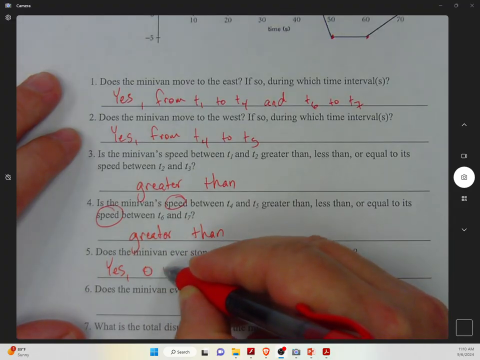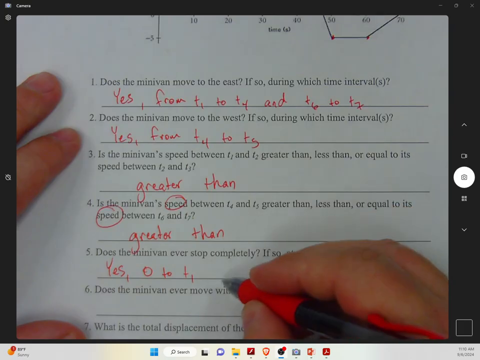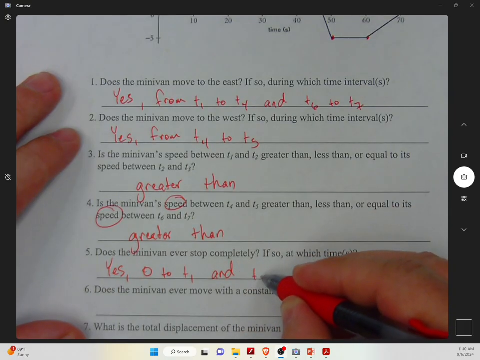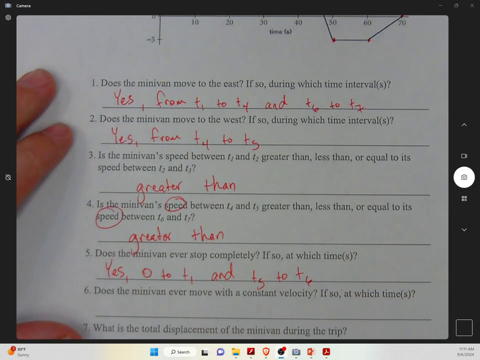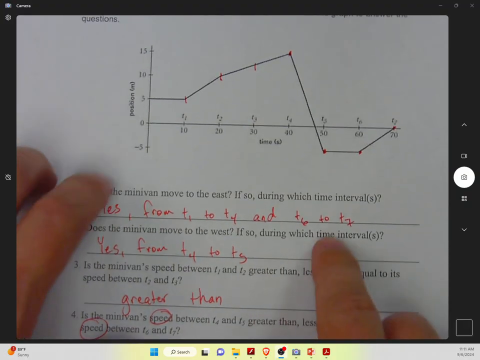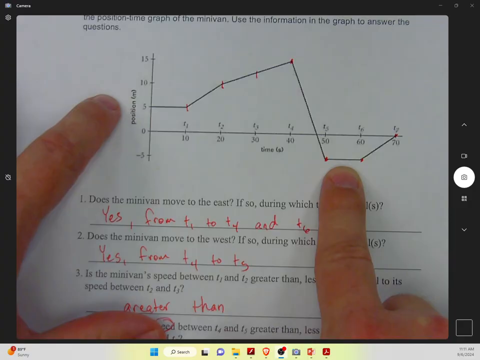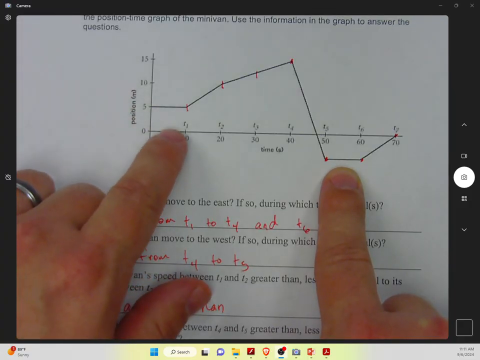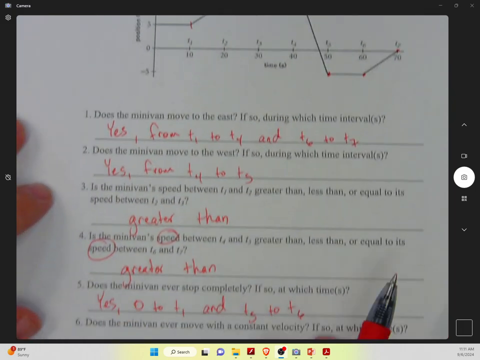From 0 to T1 and T5 to T6. Right? These are these portions where there's no change in position, because again, position's on the y-axis, there's no change in the y-axis, so there's no movement here in these two spots.